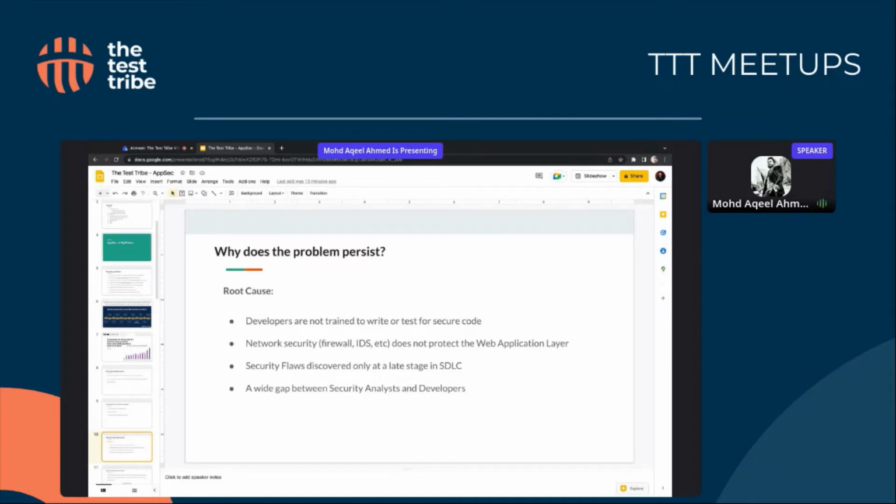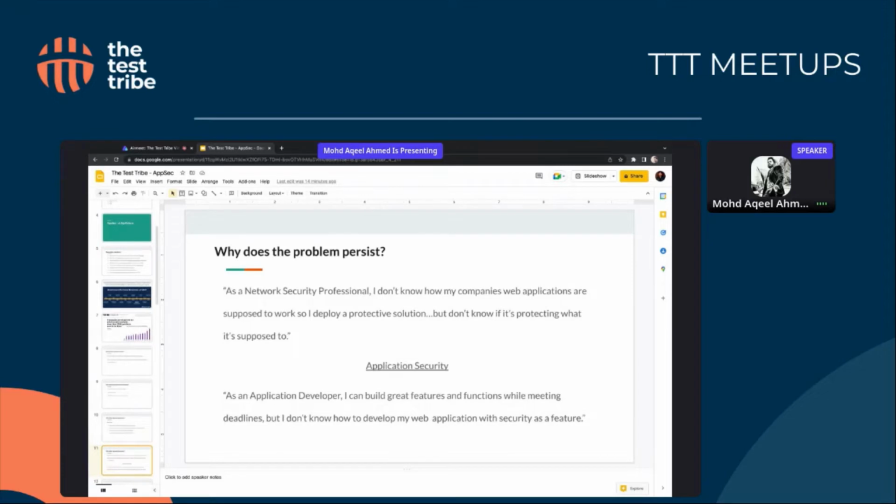And generally, what happens is security flaws are discovered only at a later stage. The application is already built and already deployed to production, and then you come for the security testing. Now when you understand there are some critical or high severity flaws out there, it's really costly for you to fix those vulnerabilities. And there is a really wide gap between analysts and developers in the understanding of security concepts.